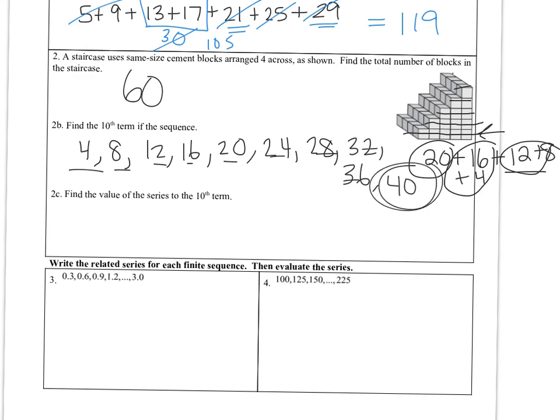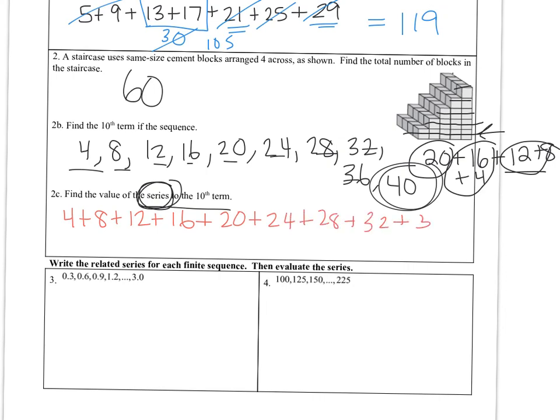And then find the value of the series to the 10th term. So remember, series means add up the sequence. So I'm going to add up 4 plus 8 plus 12 plus 16 plus 20 plus 24 plus 28 plus 32.